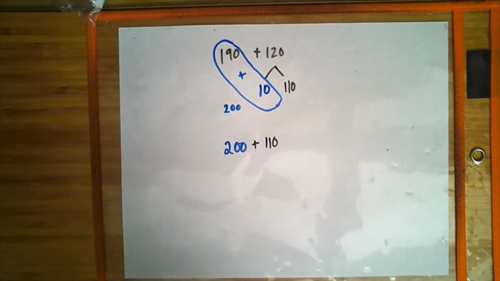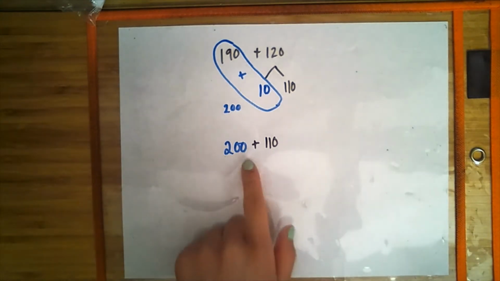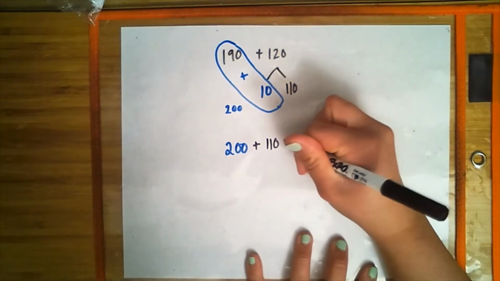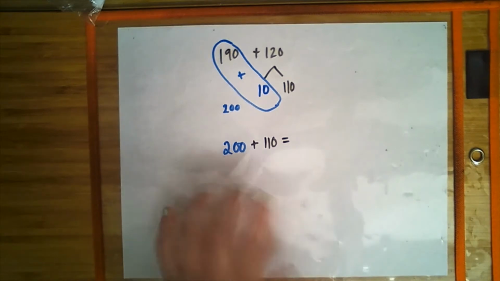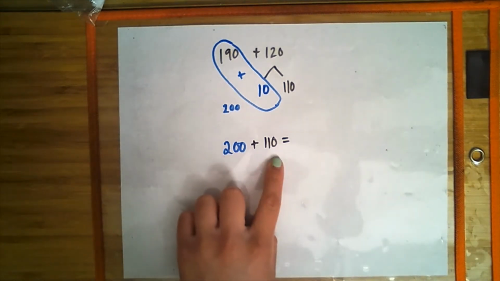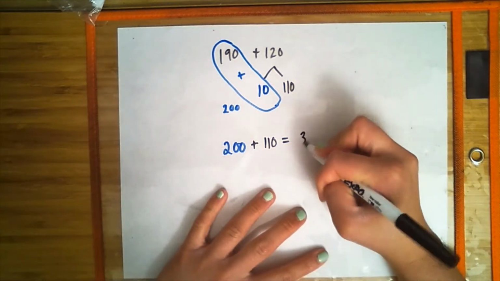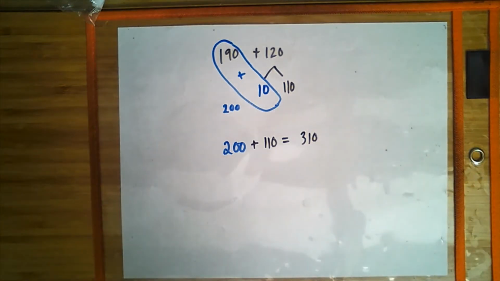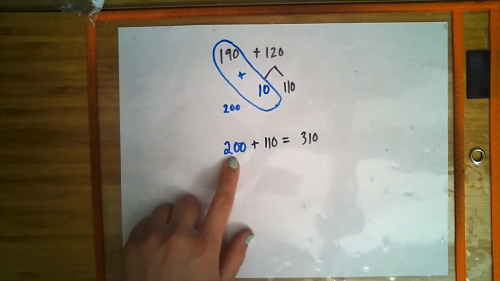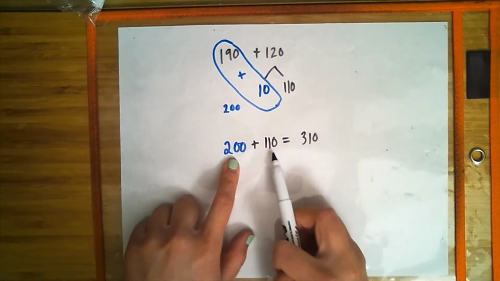Welcome back, friends and families. What does this equal? 200 plus 110 equals 310. I did 200 and 100.